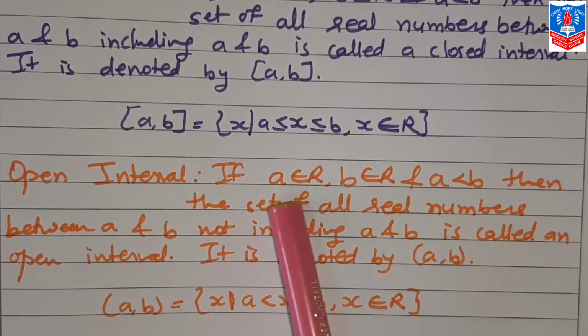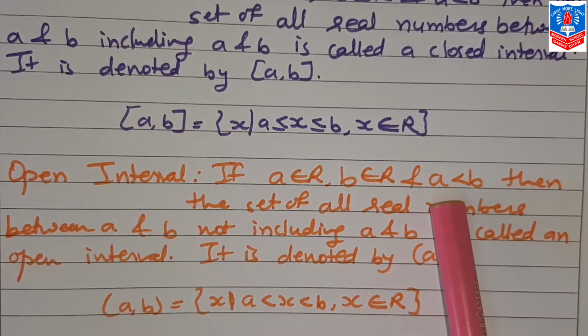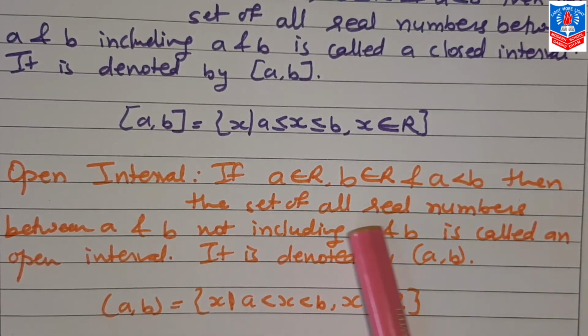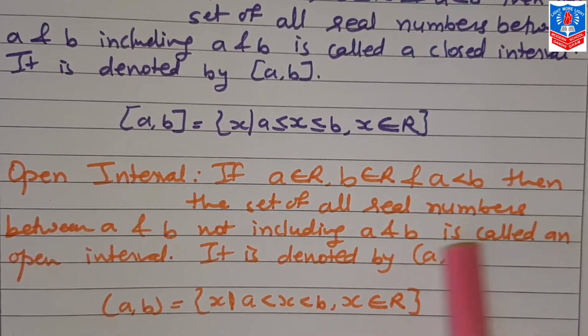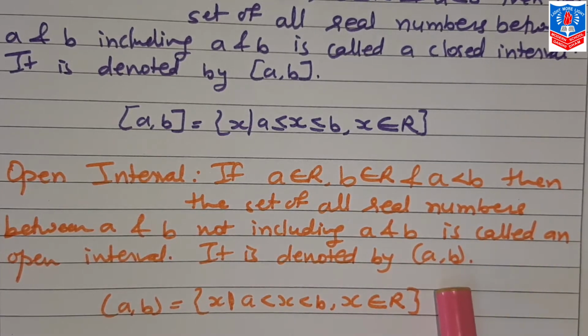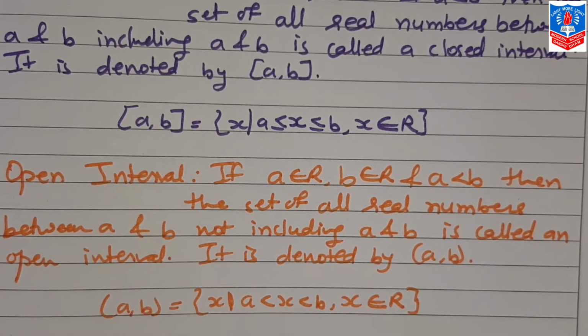Now, open interval. If A belongs to R, B belongs to R, that is, A and B both belong to real numbers, and the value of A is less than B, then the set of all real numbers between A and B, but not including A and B, is called an open interval. Here A and B both are excluded, which is denoted by small bracket (A, B). Here you can see the value of x lies between A and B, but the equal to sign is not there. That shows between A and B, but not A and B. A and B are excluded. That is called an open interval.